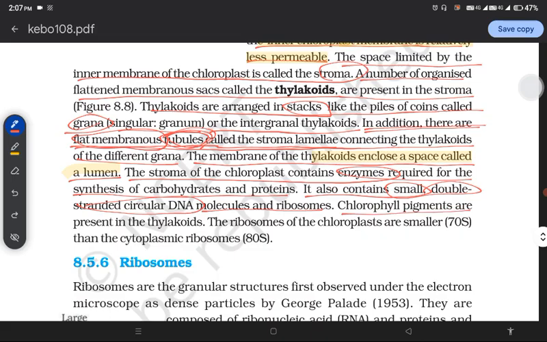Chlorophyll pigments are present in the thylakoid. The ribosomes of the chloroplast are 70S, also in mitochondria, while the cytoplasmic ribosomes are 80S. The ribosome of the chloroplast is smaller, 70S, than the cytoplasmic ribosome, 80S.